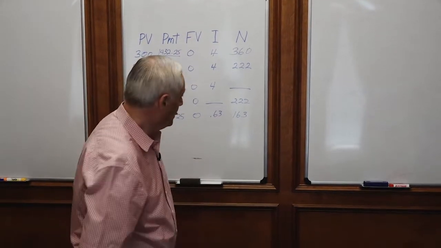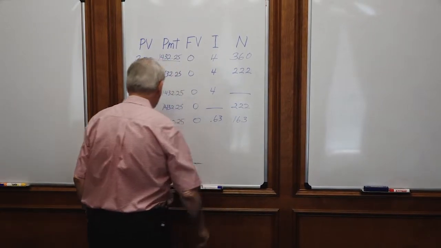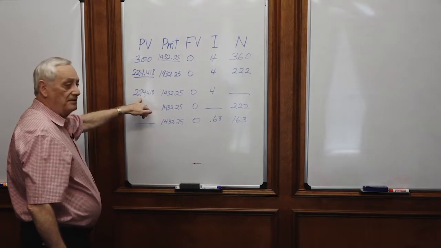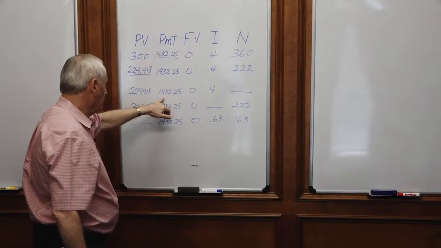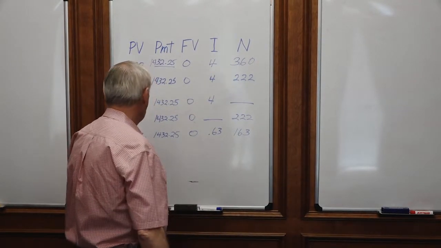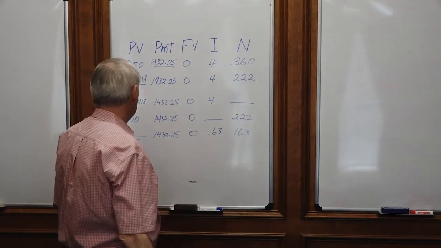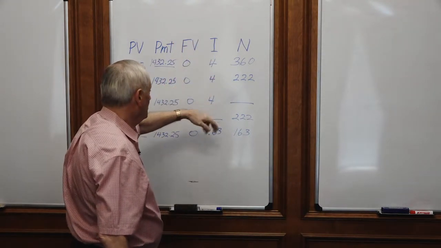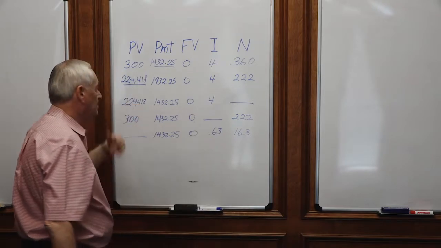All right? So, let's go to the third problem. We now know the present value. We know the payment. We know the interest rate. Now we're trying to solve for the number of months left. Well, we already know the answer because it's on this one up here, but hey, don't cheat, don't look up. We already know the answer is 222, but let's see if it works out right.